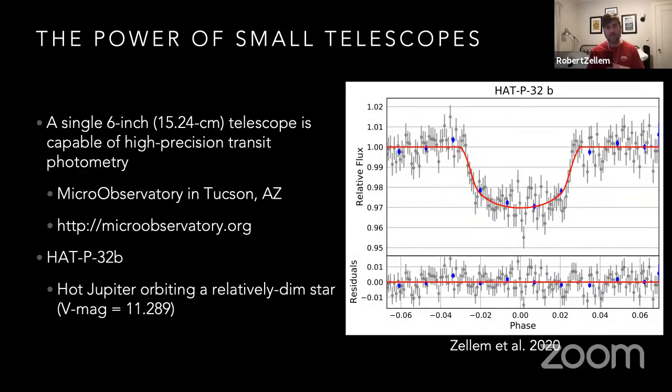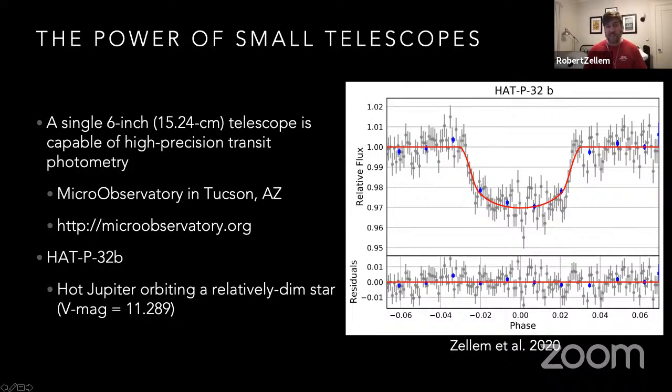And by looking at their data, we were absolutely blown away by the data quality from something roughly about the size of my hands right here. They're able to get very high precision measurements. And here's an example transit I'm showing here of a relatively dim target, WASP-32b. This is a Jupiter-sized planet orbiting around a sun-like star.